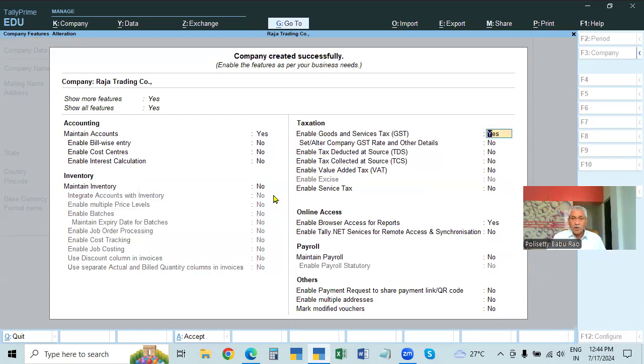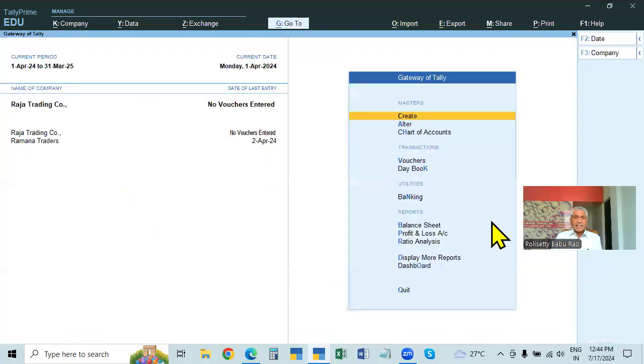We are not using inventory, so make this also no, and the GST also we have not enabled. So make all this no. Only accounting entries we are making. Then it is never useful. We never use it, so make it no, no problem. And make it yes, no problem. So Control A, accept. So the company is created now.